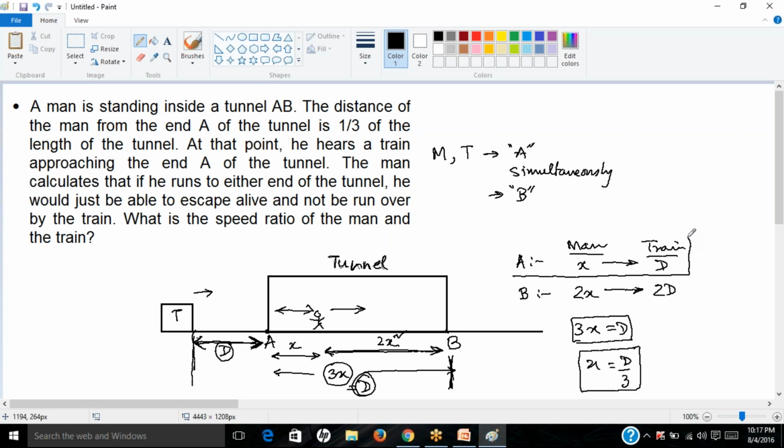For any one part, if you look at the first point A itself, we can say if the man has traveled d over 3, the train in that same time has traveled d. So obviously the train is thrice as fast. The train is thrice as fast as the man. So speed ratio is 1:3, man to train.